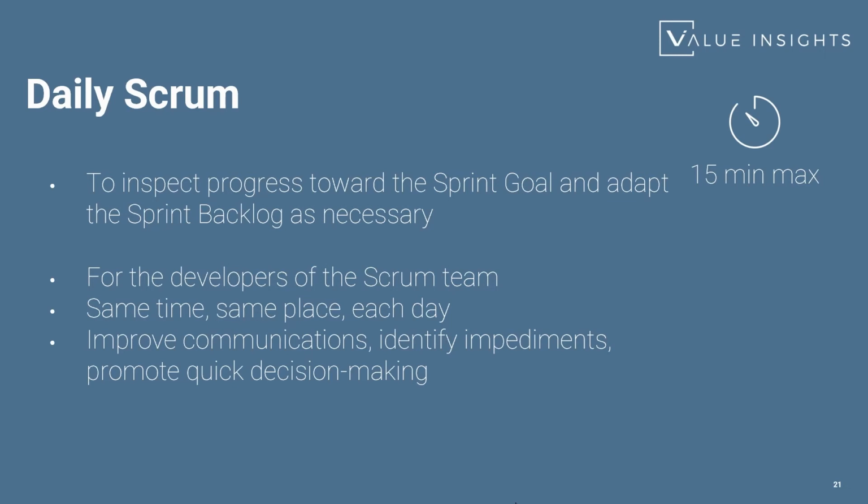And it's all about improving communication, identify impediments, and promote quick decision making. So this is really not a status report for a developer to tell the product owner and Scrum Master what he or she has done, but this is really an opportunity for the team to check their progress toward the sprint goal and how they can turn those sprint backlog items into a working increment. So they can adapt their course of action when there is new information which comes to life.